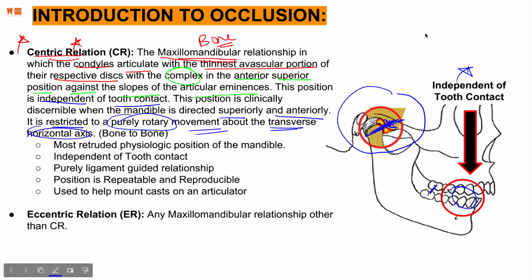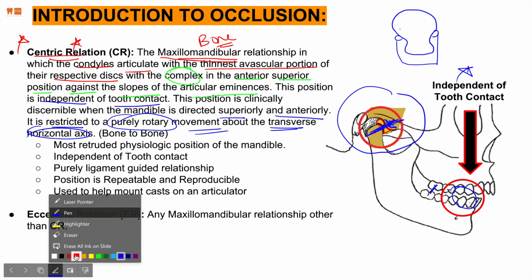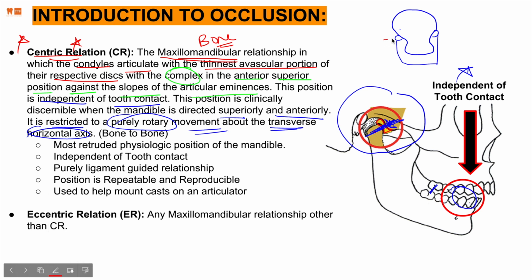So what is the transverse horizontal axis? Now if you look at our face, now this is going to be a terribly drawn skull, you guys, so bear with me here. Anyways, here's where the condyles would normally be, right? And this is the mandible. The transverse horizontal axis is the actual, imagine a rod that touches the two condyles together, and the condyles will be able to rotate along that axis. This red line is the transverse horizontal axis.